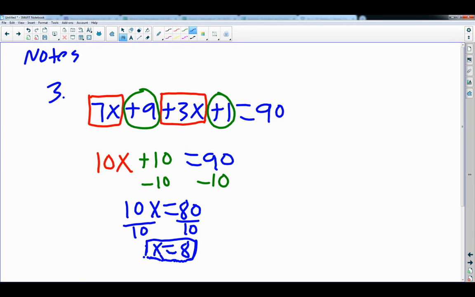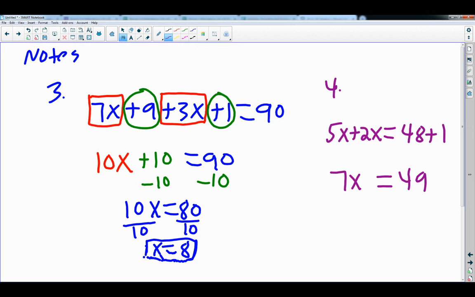Okay, and the last one for notes is going to be combining like terms on both sides. So we have 5x plus 2x equals 48 plus 1. So on the left, I can combine 5x and 2x is 7x. And there's nothing else there with it, so I really don't need to make the boxes and squares. It's kind of overkill. That's just 7x. 48 plus 1 is 49. And we divide both sides by 7. And x will be 7.